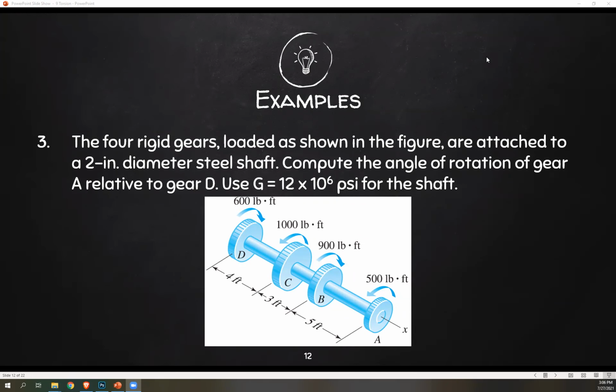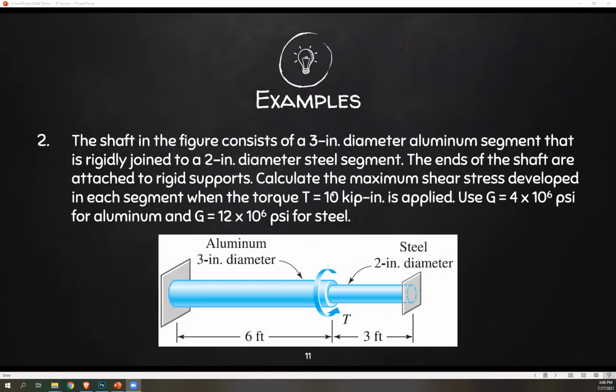So last meeting, we answered up to number 3 for torsion. So today, we'll continue with problem solving, starting with number 4.